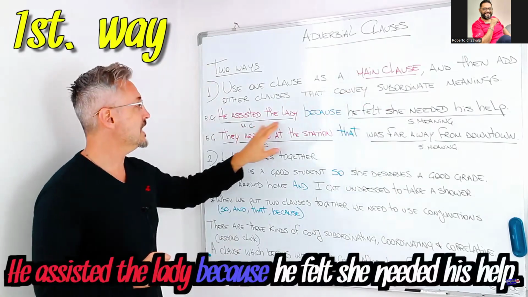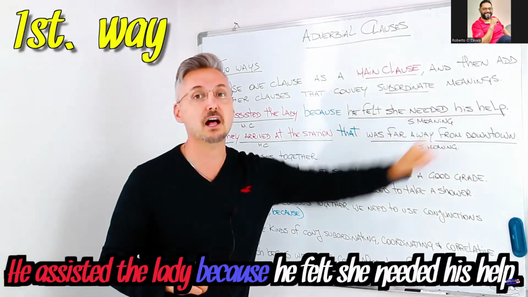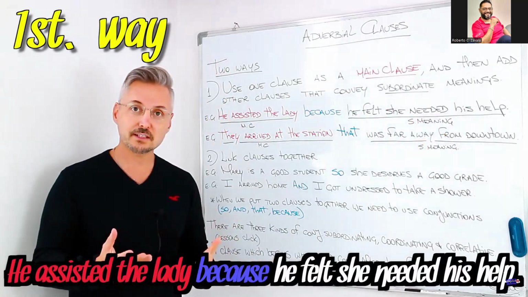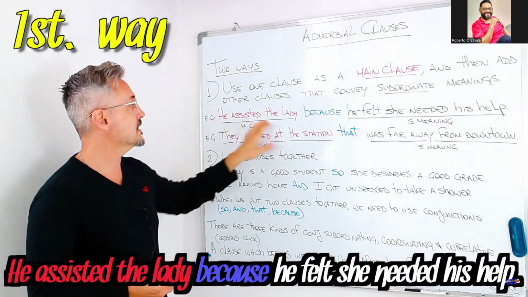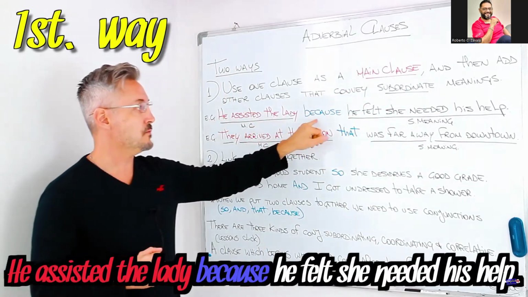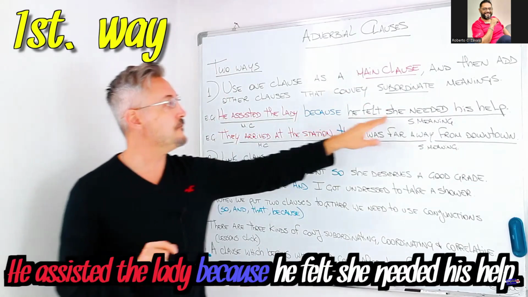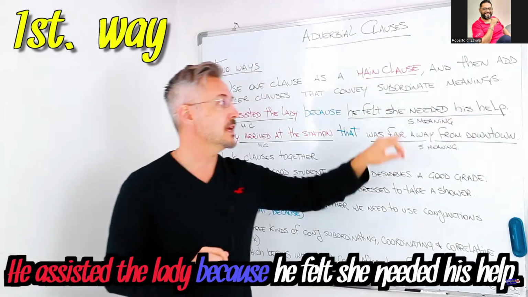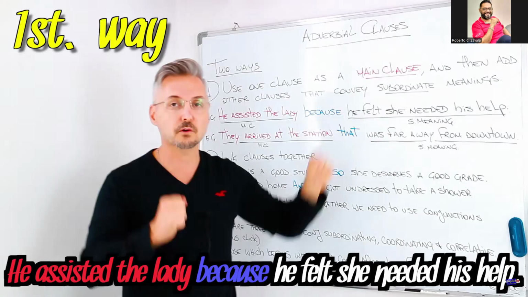He assisted the lady because he felt she needed his help. So the main clause here is highlighted in red: he assisted the lady. And then we have because, that I will get to in a minute. He felt she needed his help. This is a subordinate meaning, so this is secondary in importance.